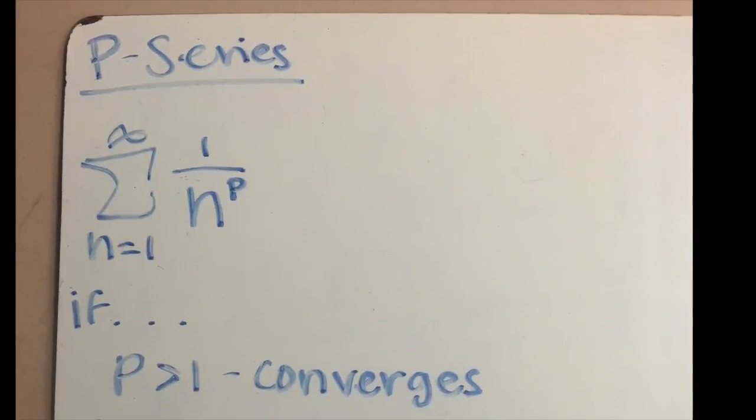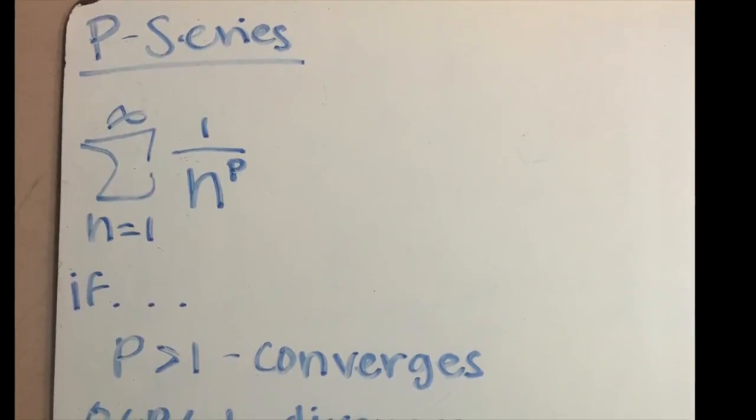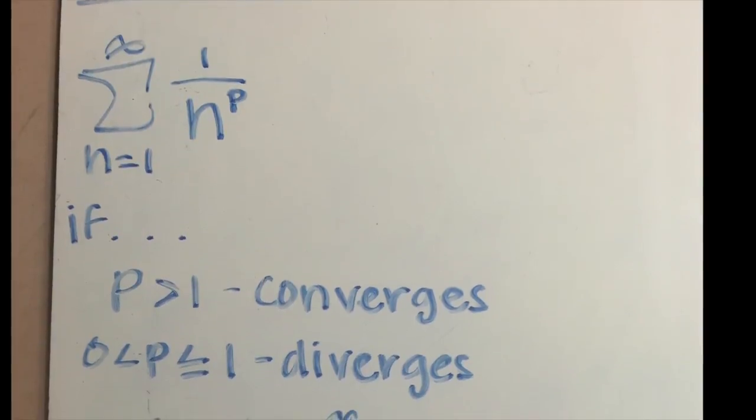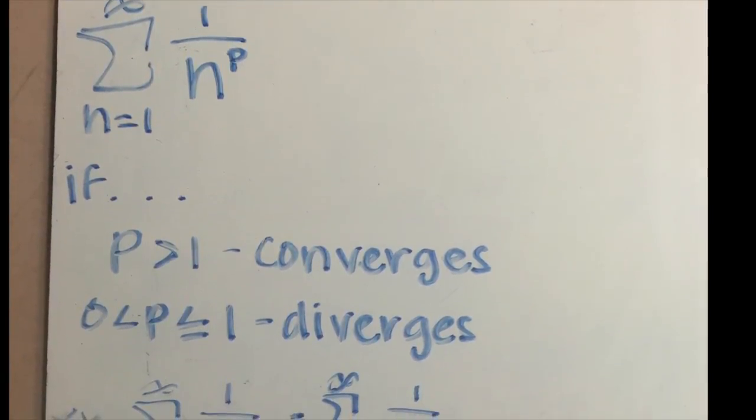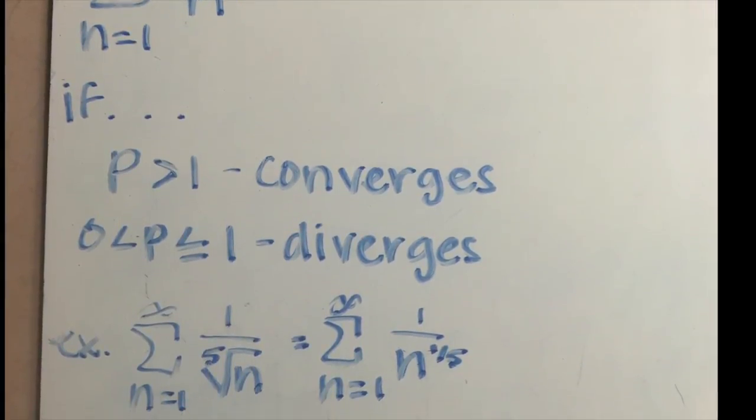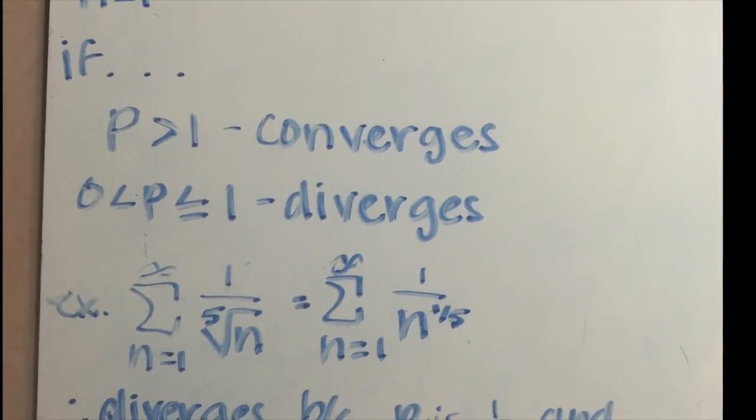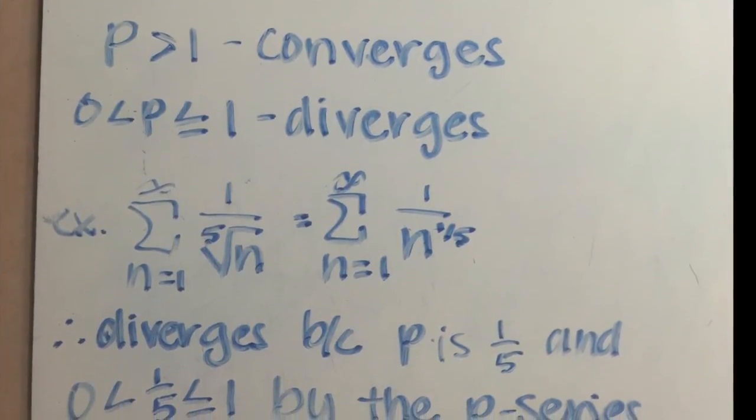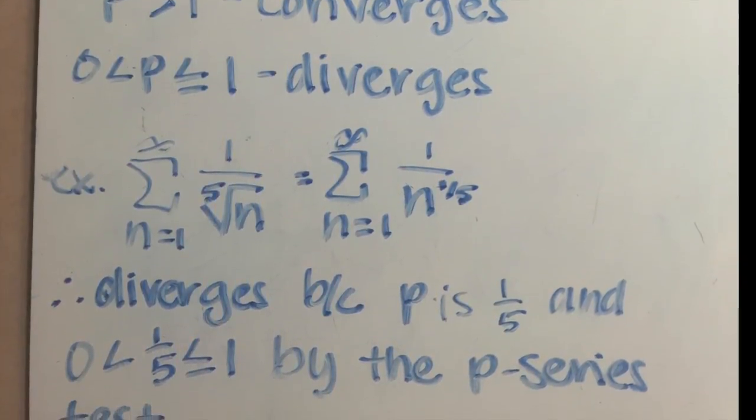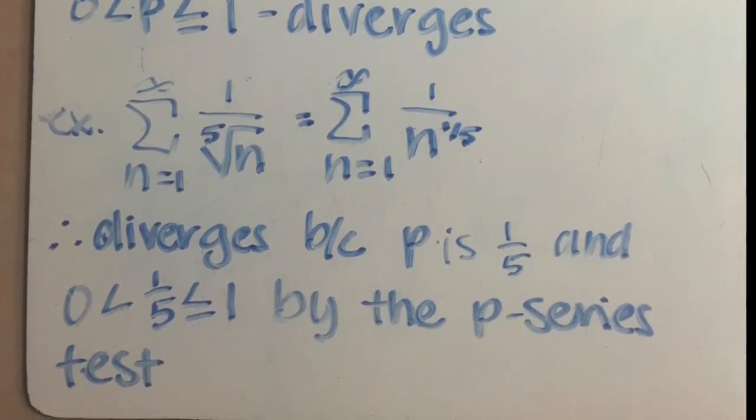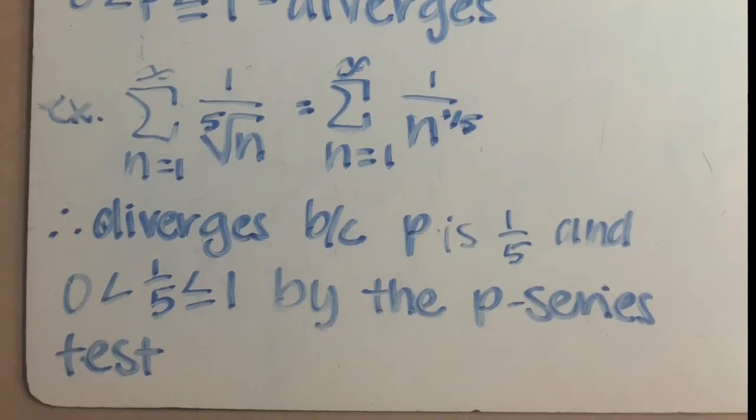Our next test is the p-series. This is fairly easy to recognize because it has to be a fraction with n on the bottom raised to a power. If p is greater than 1, it converges. If p is in between 0 and 1, it diverges. An example of this is 1 over the 5th root of n, which is equivalent to 1 over n to the 1/5. This diverges because p is 1/5, and 1/5 is in between 0 and 1.